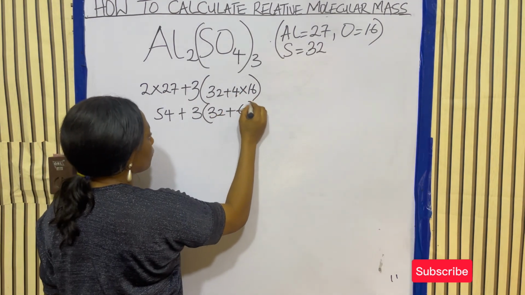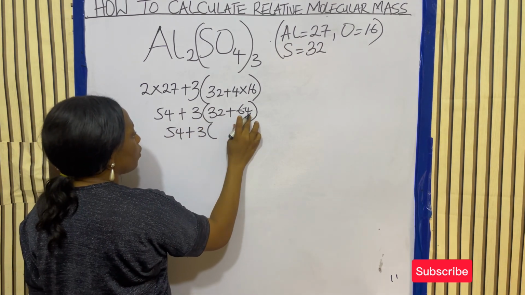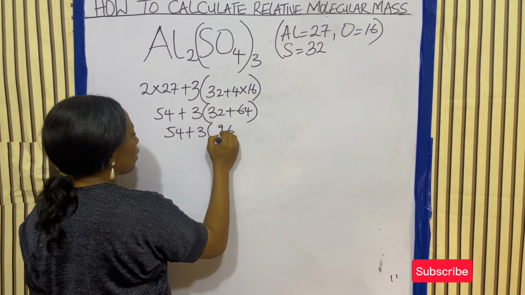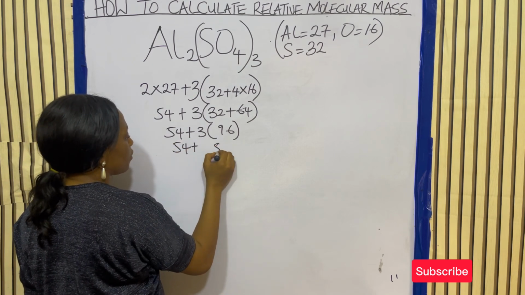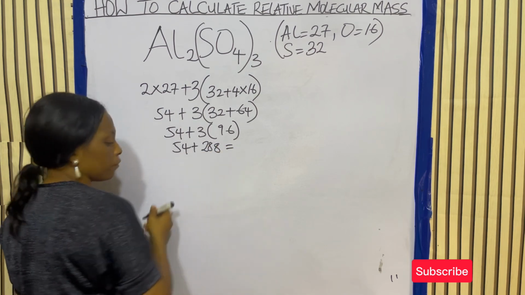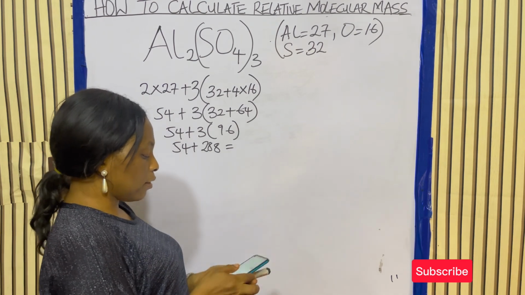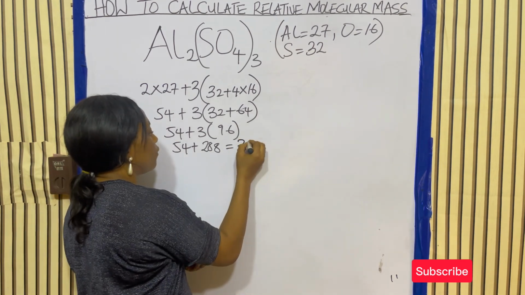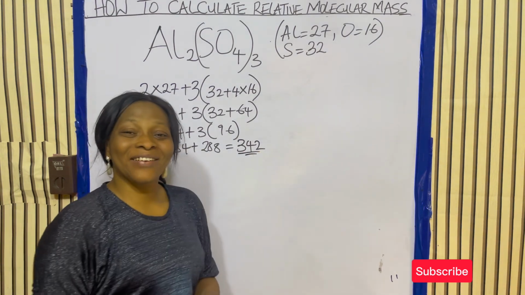So you have that 2 times 27 is 54 plus 3 into 32 plus 4 times 16 is going to give us 64. So we have that 54 plus 3 into this plus this 6, this plus this 9. 54 into 3 times this 18 into this 288. So we are going to add up with our calculator. 288 plus 54, and that is going to give us 342. Answer. Let's look at another question.